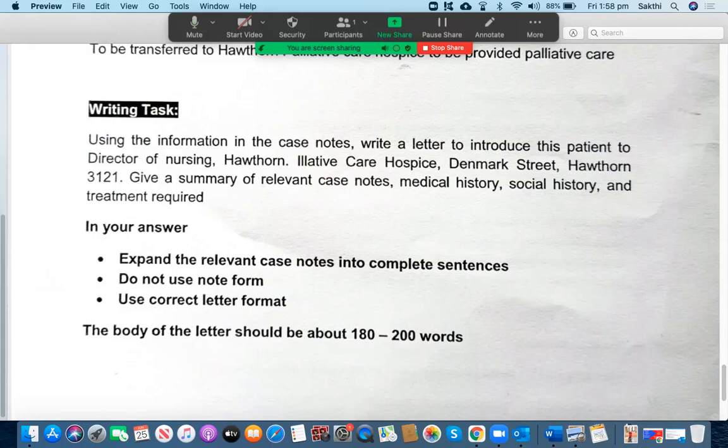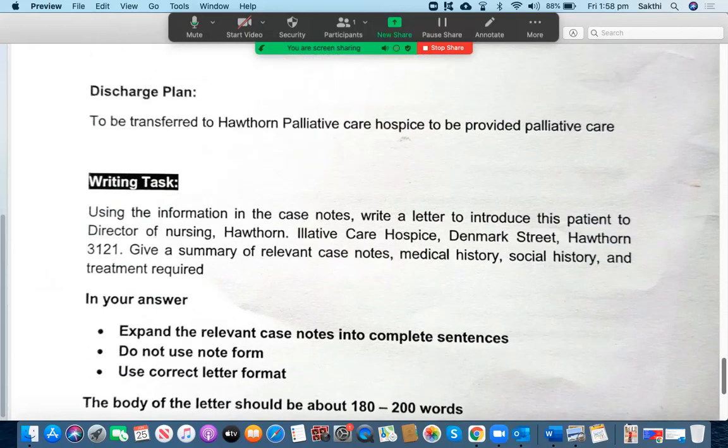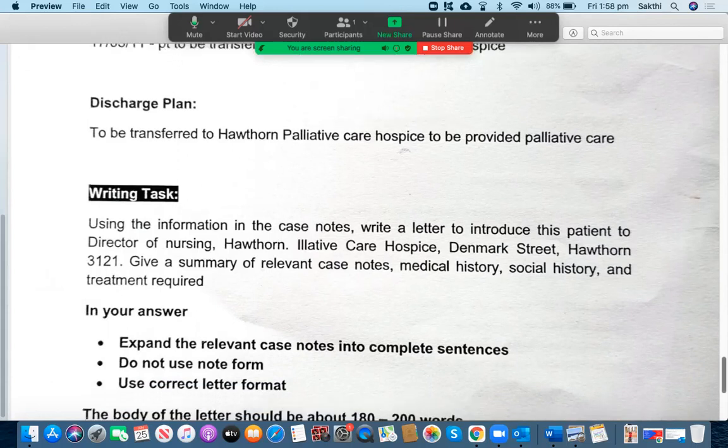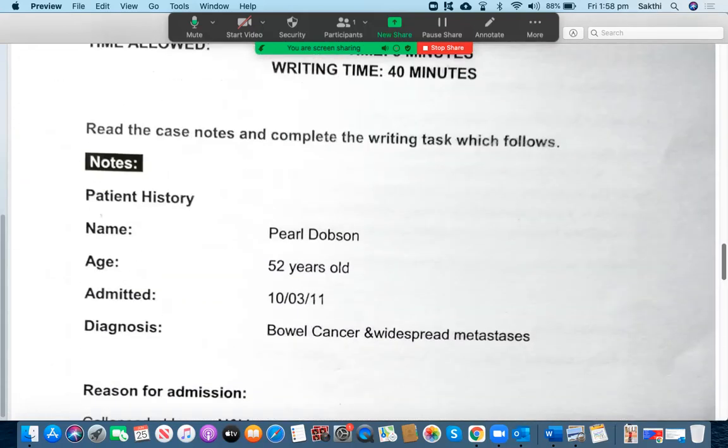I'm writing, to, you can say I'm writing in regards to, or you can say I'm writing regarding. All right, so that could have been done, but let's go through that. So they are asking us to include the relevant case notes, medical history, social history, and treatment required. All right, okay, let's go back to the first page.